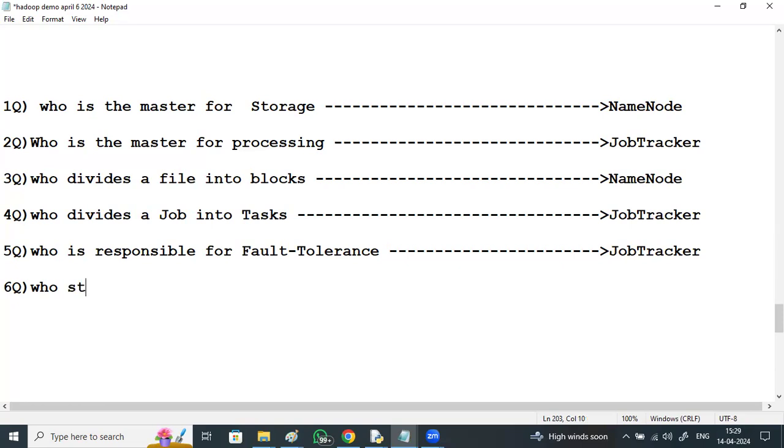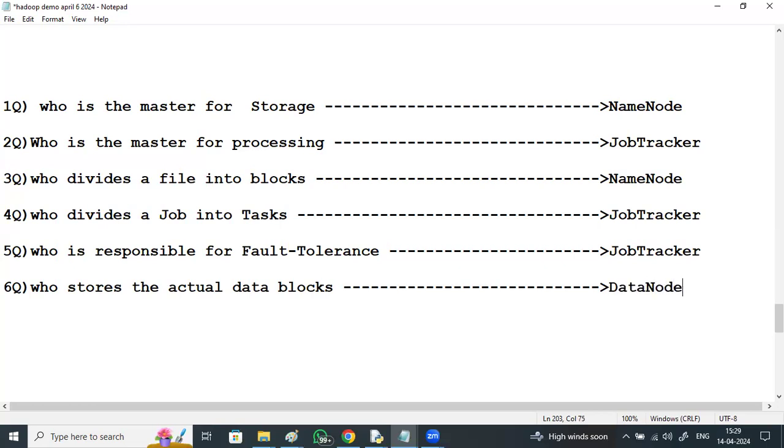Who stores the actual data? Slave node, data node, right? Who stores the actual data? B1 block, B2 block, B3 block. Data blocks.